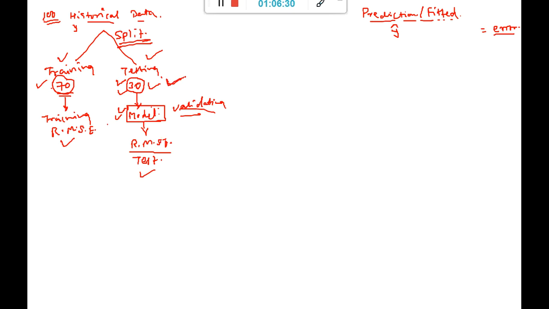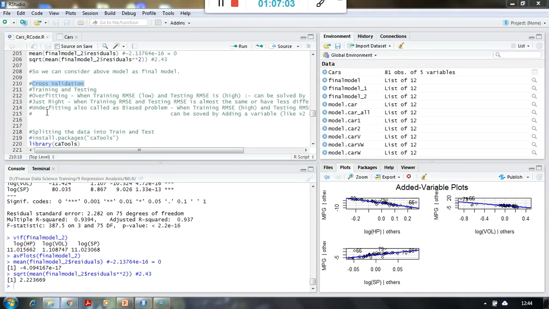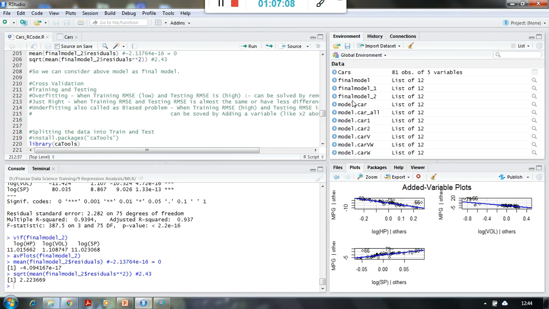The original values in the test data and the predicted values from the model on the test data are going to give me the testing RMSE, whereas the training RMSE is nothing but the difference between the original values in the training data and the fitted values. So there are these two terminologies. One is prediction, one is fitted. Fitted means when I predict on the same data. Prediction means when I predict on the new data. Let us understand now how these two terminologies are helpful in the cross validation process.